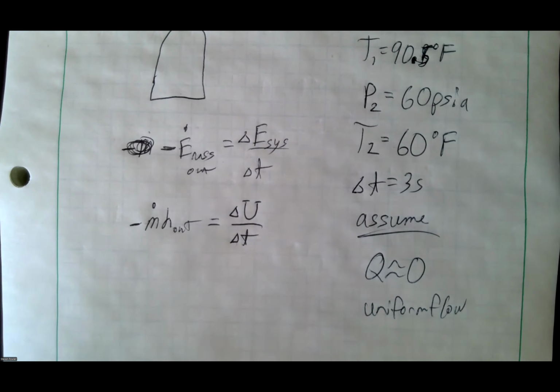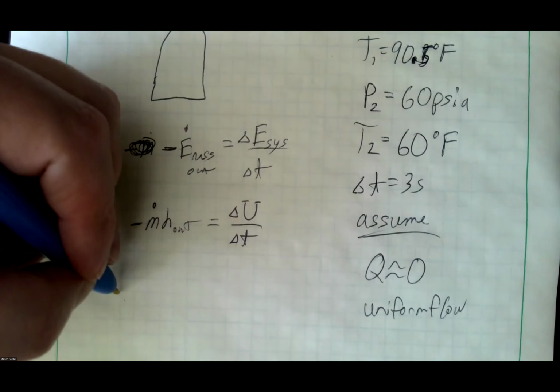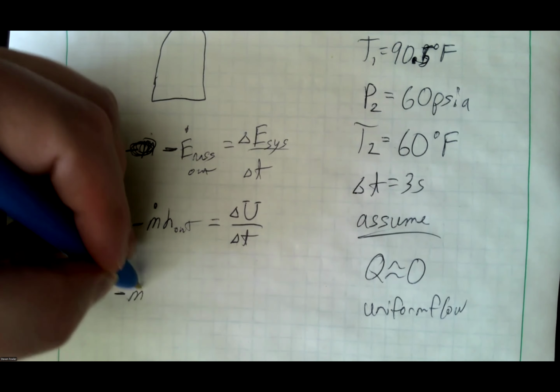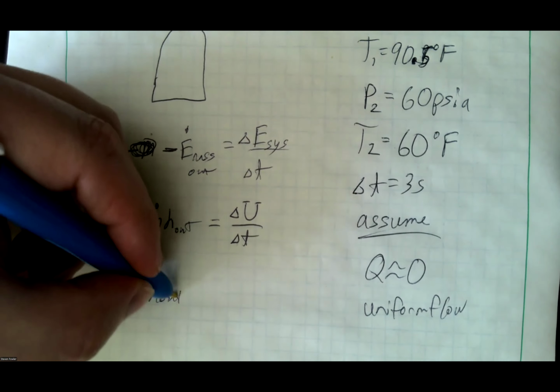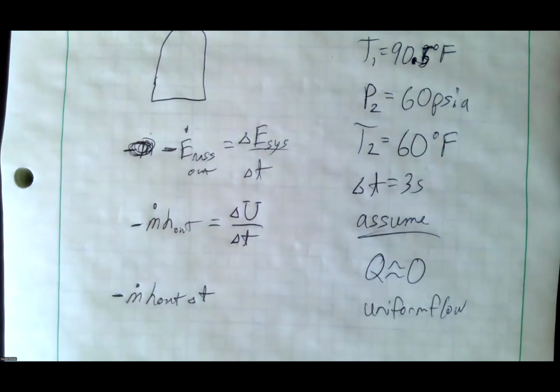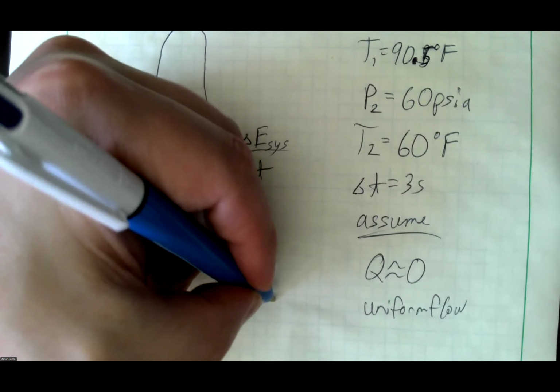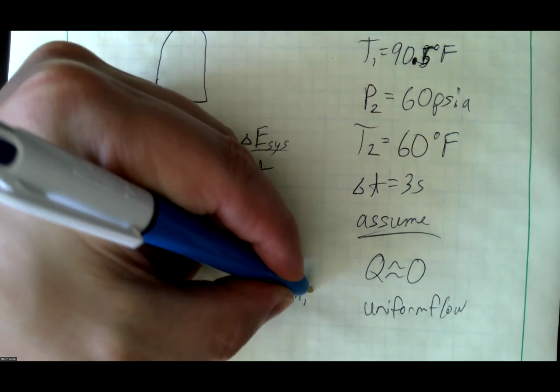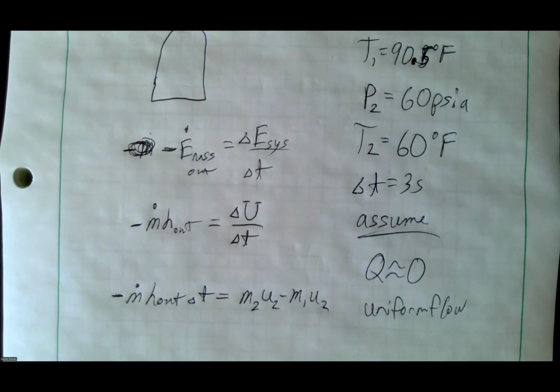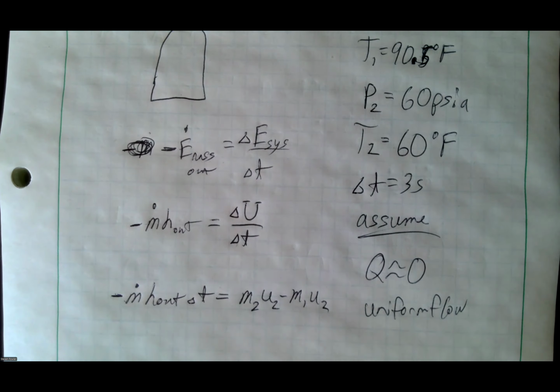Okay. All right. So I'm going to move delta T over here to this side. So that's going to be minus m dot h out times delta T. And that's going to equal M2 U2 minus M1 U1. And here I would pause and I would ask the class, okay, why do I have two different masses here? So think about that, have an answer. Why do I have two different masses there?